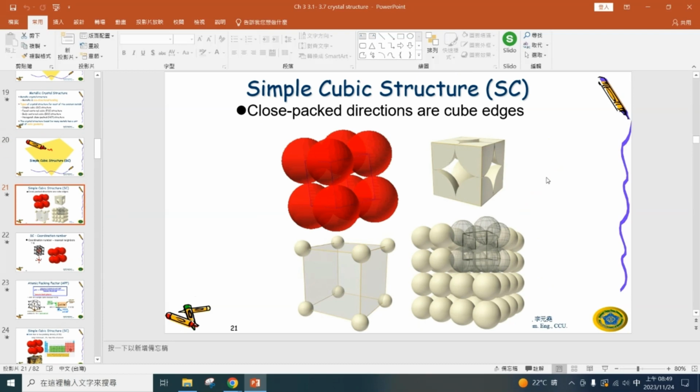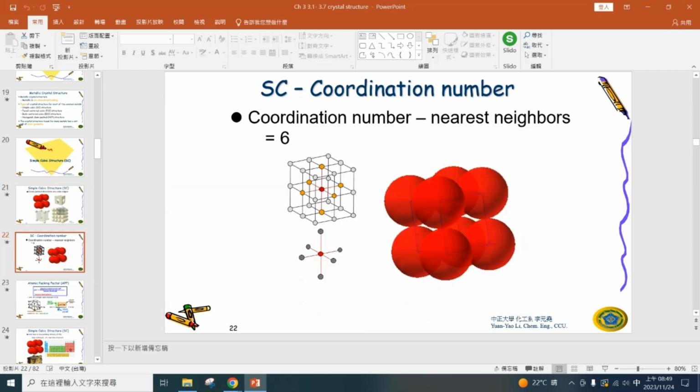Okay, so we start from the simple cubic structure. Simple cubic structure is that you have 8 atoms in the 8 corners in a cube. So as you know that we have 8 atoms in the 8 corners, right? This is called simple cube. And the first term we want to understand is called coordination number. The definition of the coordination number is how many atoms the atom touched, or the nearest atom. That's what we call coordination number.